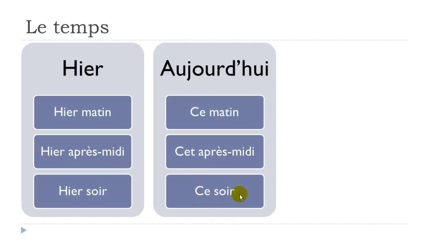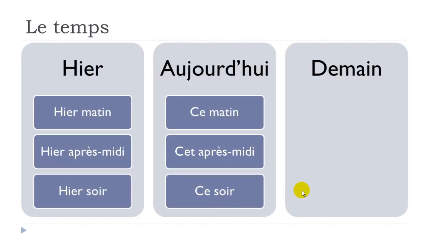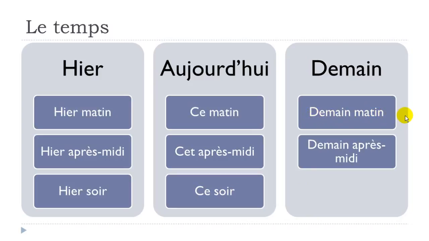Ce soir. So soir, evening, this evening. Ce soir. Alright? And then, demain, so tomorrow. Demain matin, tomorrow morning. Demain après-midi, tomorrow afternoon. Demain soir. Tomorrow evening.